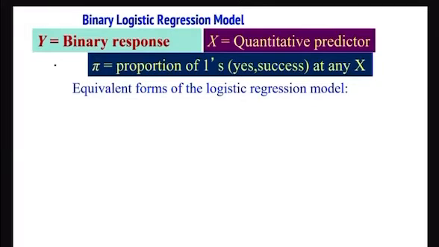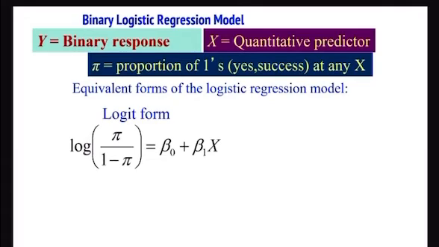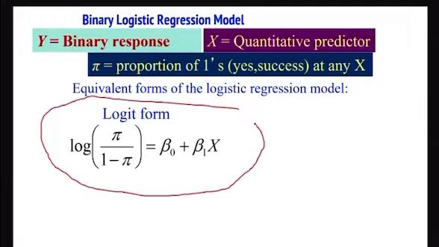So your Y is a binary response, your X is a quantitative predictor, and we're going to have a pi. You know what we mean by pi? Pi will be the proportion of successes. Now I'm going to show you the model. Please pay attention. What I'm displaying now is that we have two forms of a logistic regression model. This is the first form. We call this the logit form. What do you see here? This is the log of the odds ratio.